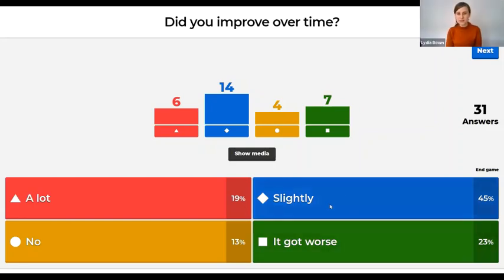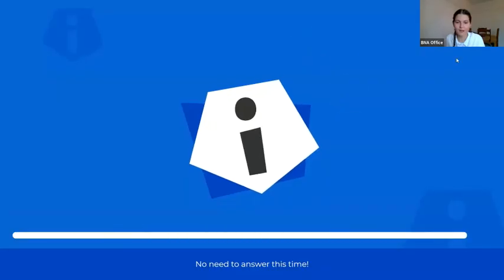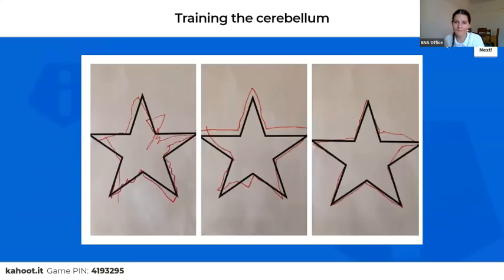Yeah, so 45% of you improved slightly. Great, perfect. That's what we would have expected, really. So if I just go next, we can have a good chat about that. These are the stars drawn by some people in a session that we did before. You can see how the star has improved over time, and as I say, sometimes people are fairly quick at improving.